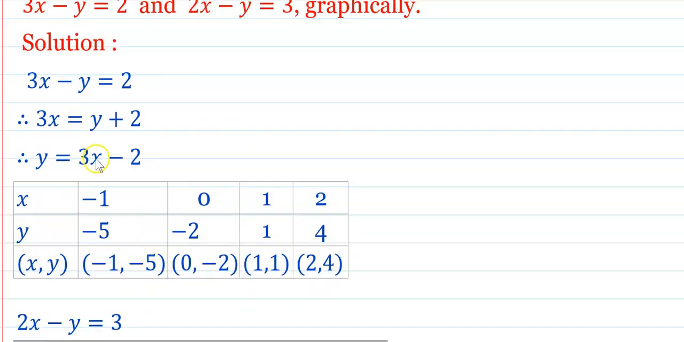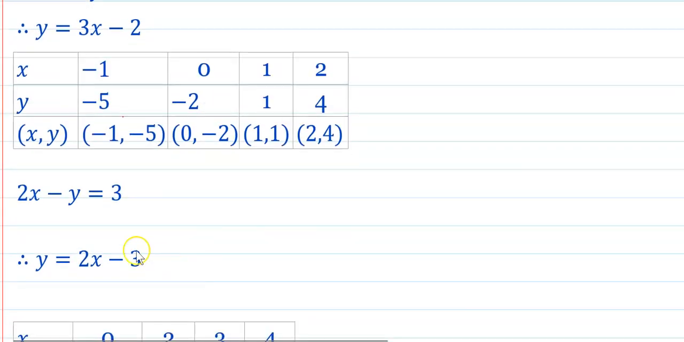If we substitute x is equal to minus 1, 3 into minus 1, minus 3 minus 2, minus 5. X is equal to 0, then y is equal to minus 2. X is equal to 1, 3 into 1, 3, 3 minus 2, you will get 1. X is equal to 2, 3 into 2, 6, 6 minus 2 is 4. And what are the points? Minus 1, minus 5; 0, minus 2; 1, 1; 2, 4.